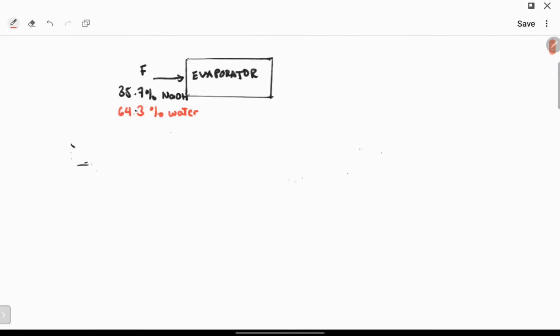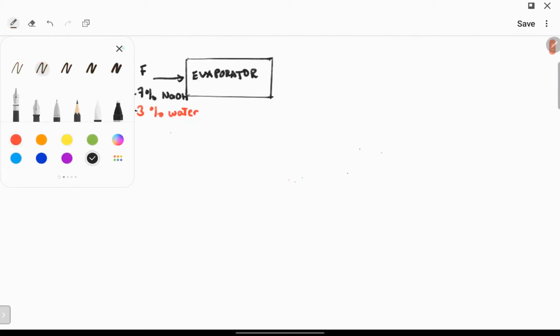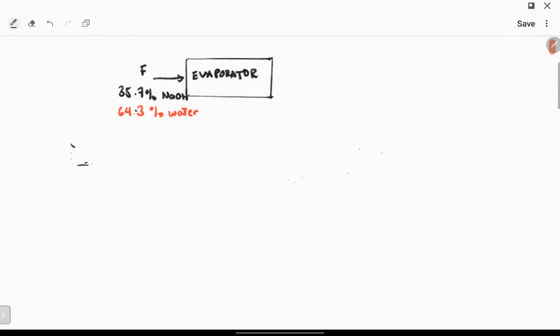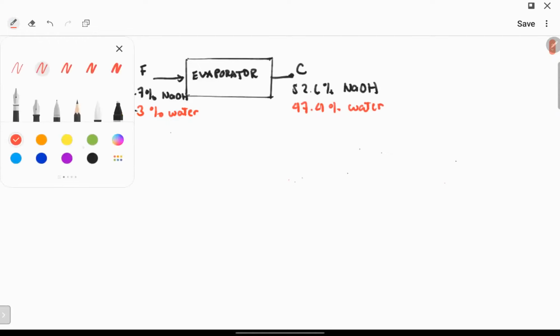Okay? So, how about the concentrate? What is the composition of the concentrate? Same, water and sodium hydroxide, but in what percentages? So, sabi sa problem, we desire to have a concentrate. Let's use the symbol C for the concentrate. We desire that we obtain a 52.6% sodium hydroxide solution. So, given yan yung gusto natin. Let's also compute for the balance. For water, therefore, we will have what? 47.4% of water.